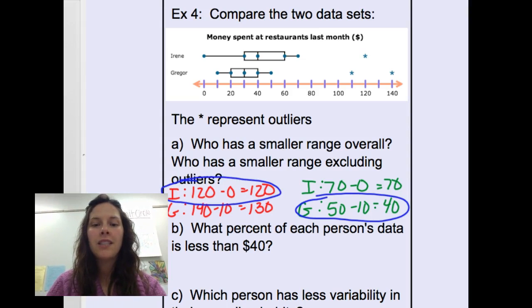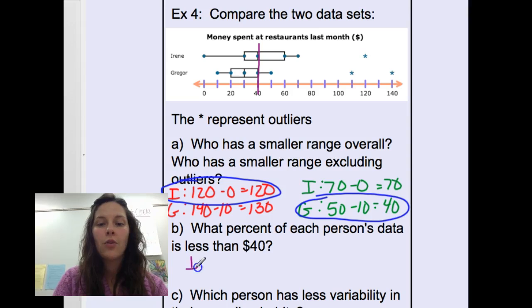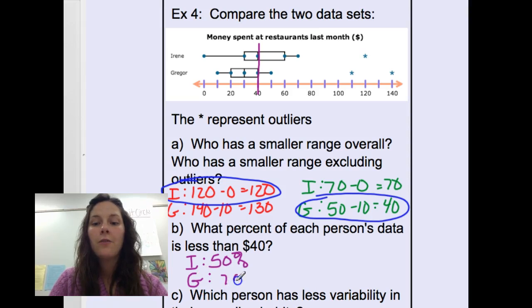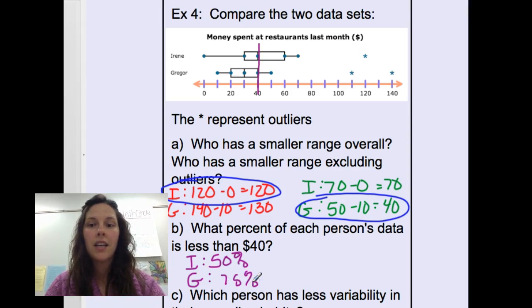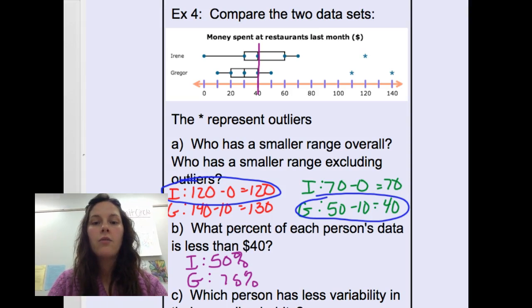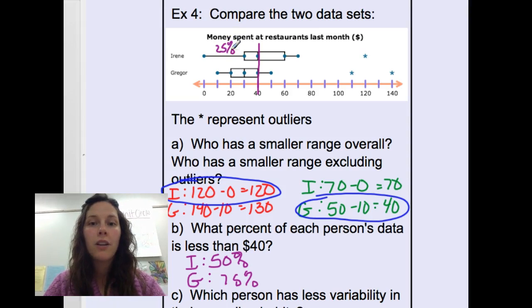What percent of each person's data is less than $40? So when we look at our graph right here, we've got our $40. For Irene, that's her median. So that means half the data, or 50% of her spending, is less than $40. For Gregor, that was his third quartile. So 75% of his spending is less than $40. Now, as a reminder, each of these pieces of the box plot contains 25% of the data. The quartiles split it into 4 equal pieces with 4 equal amounts of data.